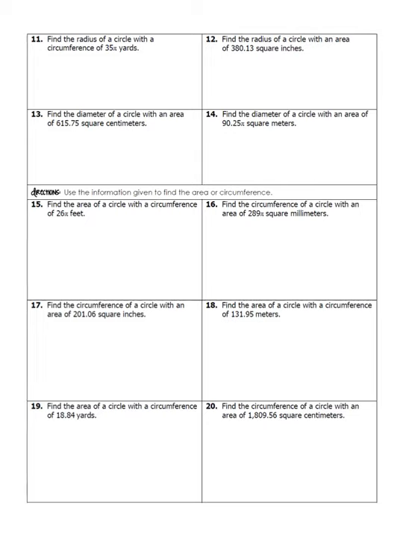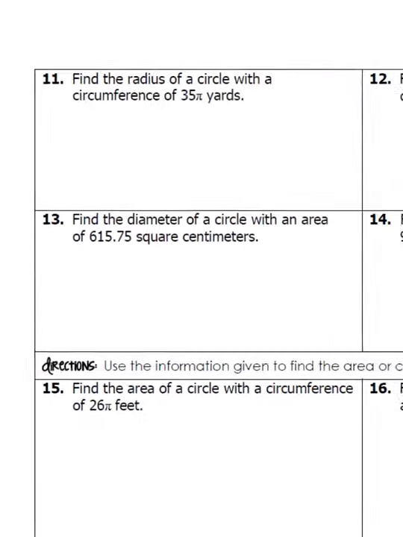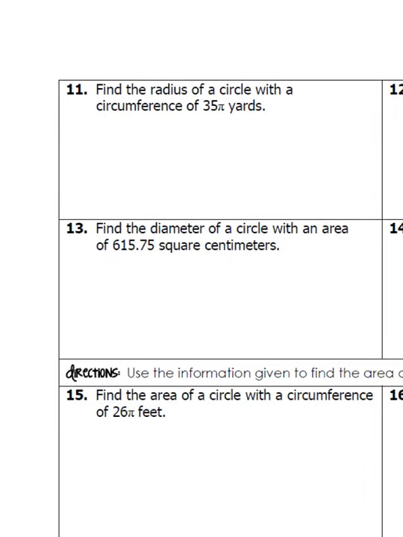All right, so I want you guys, we're going to do 11 and 13. We're going to do the odds in here, and then you're going to come back and you're going to check the evens with the video. Okay, so let's start off with the odds. So number 11, find the radius of a circle with circumference of 35 pi yards. So remember, we're going to use our circumference formula, and they want the radius. So C equals 2 pi r, okay? They give us the circumference as 35 pi, so that's what I'm plugging in.